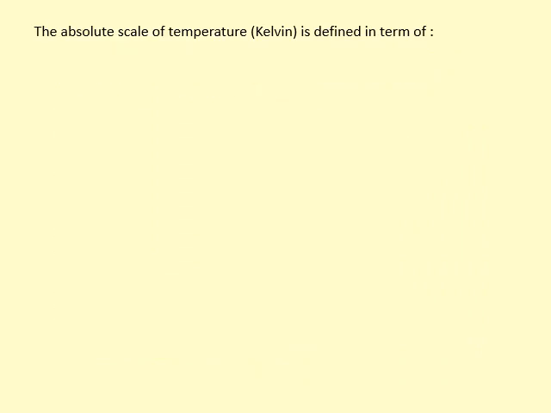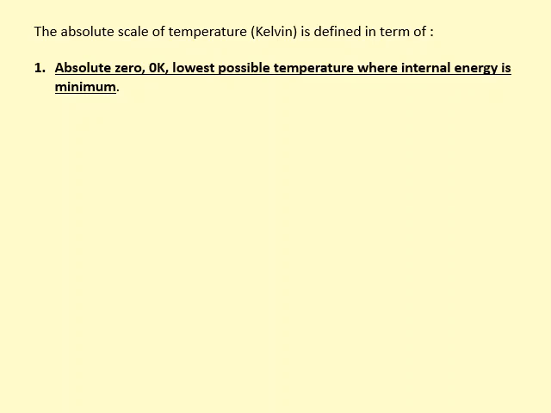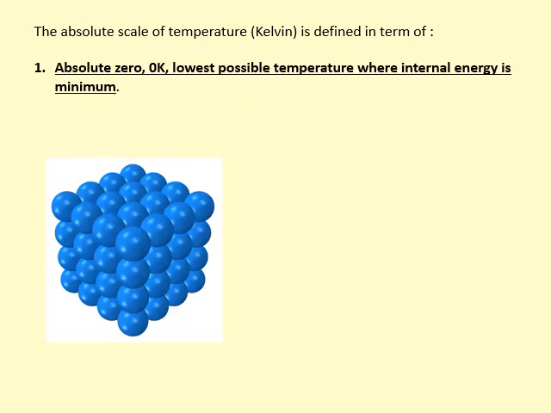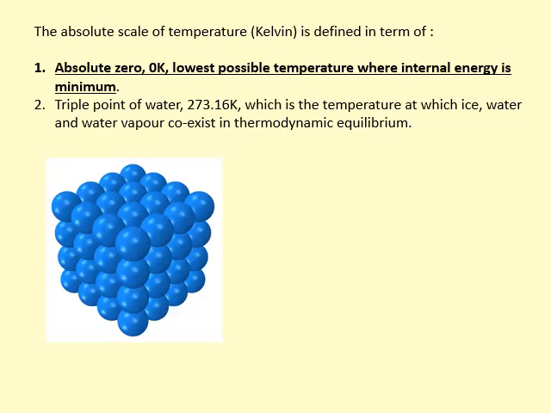We're going to use the absolute scale of temperature in kelvins, where at 0 Kelvin, the particles have minimum internal energy. And this one means that the particles are barely moving. They have minimum kinetic energy and they're as close as possible to each other, so they have minimum potential energy as well.